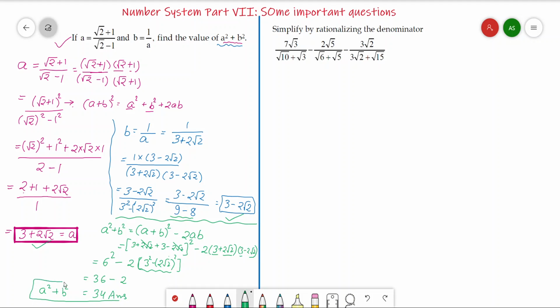So I hope you all have understood how to get the value of a and b and can simplify it further. If you have any doubt, you can ask me on my personal window.